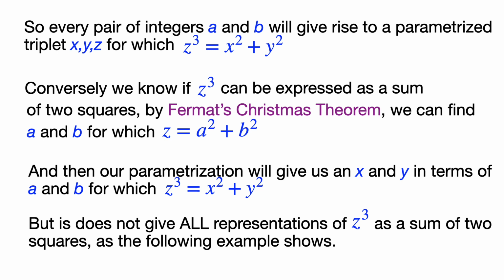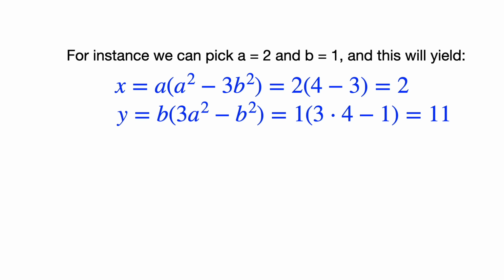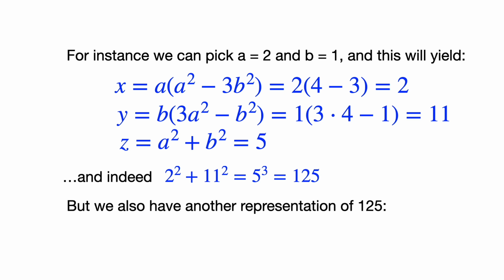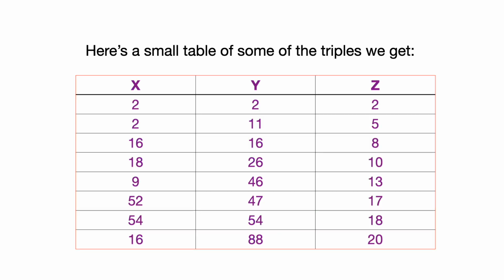But it does not give us all representations of z cubed as a sum of two squares, as the following example shows. Let's choose a equal to 2 and b equal to 1. What we get for x is 2 and y is 11, and then z will be equal to 5. And in fact, we can check that 2 squared plus 11 squared is 5 cubed. But there's another representation of 125. That is 5 squared plus 10 squared. Now here's a small table of the triples we get for small values of a and b.